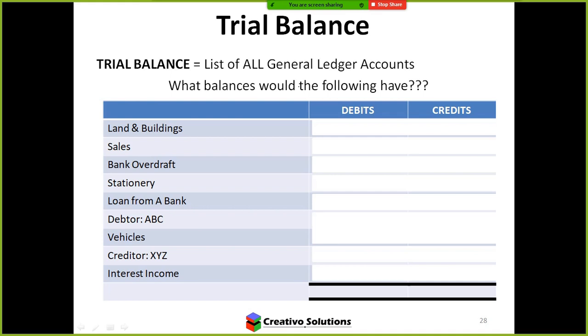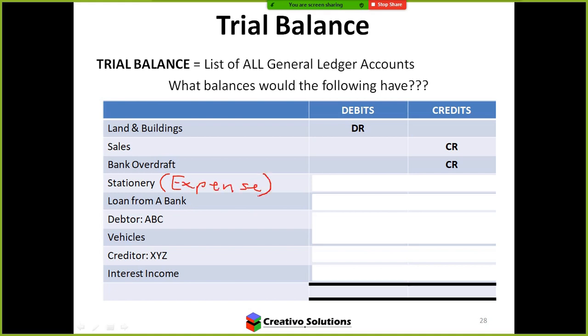What balances will land and buildings have? Debit. Good. What balance will sales have? Credit. Good. Bank overdraft? Credit. Good. Stationery? Credit. Ooh, what is stationery? An expense. Okay, debit. Sorry. Yes. Expense. Remember, you need to always break it down to its elements. This is an asset, this is an income, this is a liability. That's why we have a debit, credit, credits.